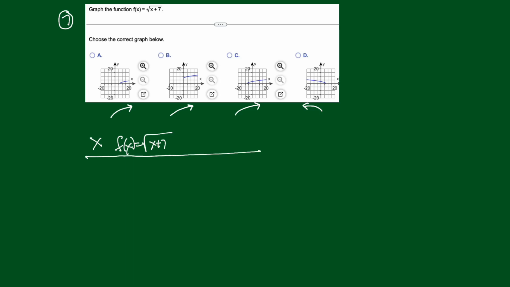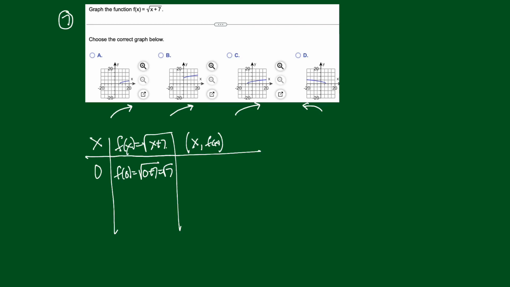Okay, and then I'll even write it over here. Here is our ordered pair, x and f of x. Let's start with a 0. Put in a 0. So we'll get f of 0 is square root of 0 plus 7, which is square root of 7.